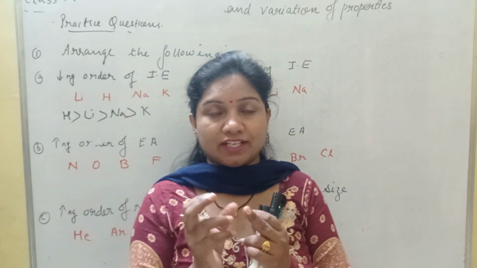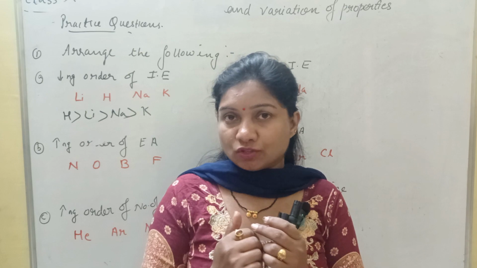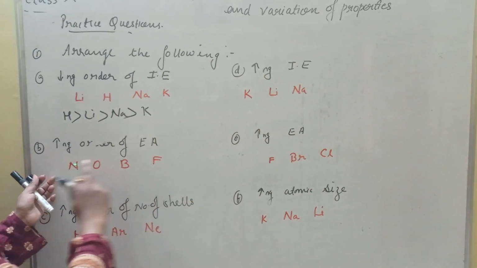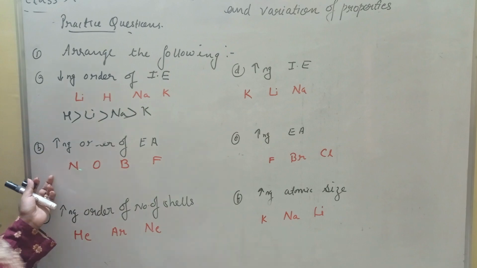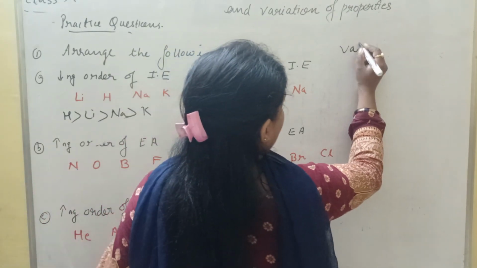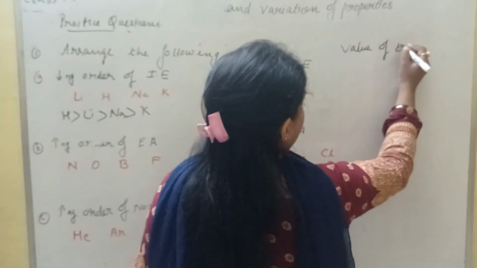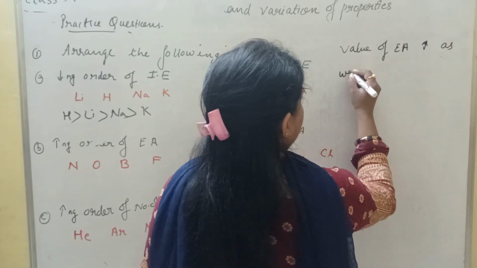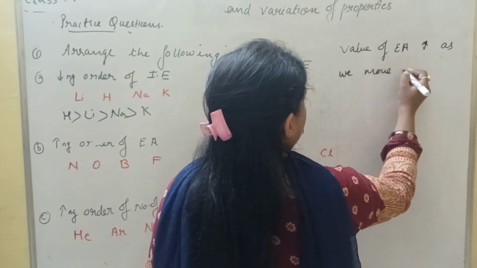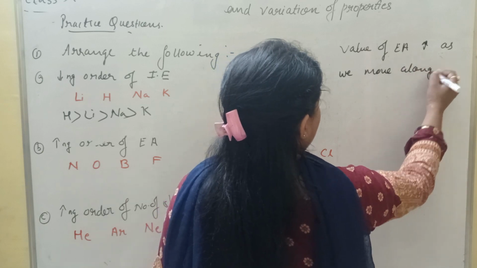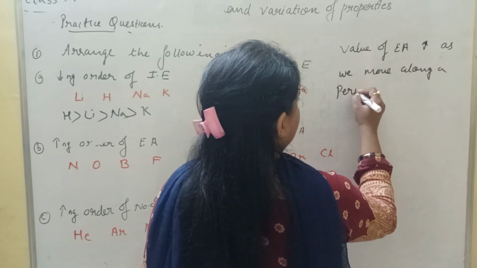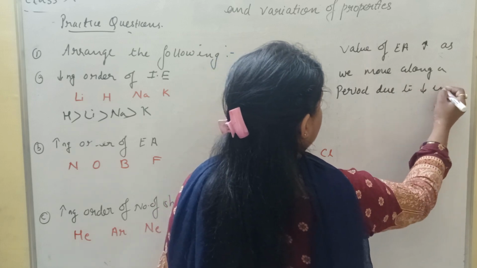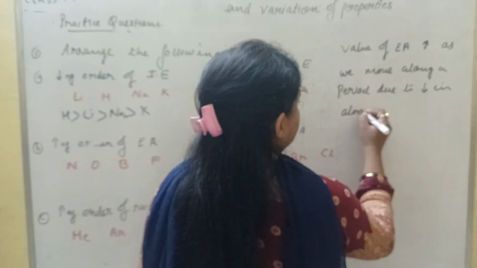Means smaller size is favoring the acceptance of electron, and we know that as we move along a period, the value of electron affinity increases. Value of electron affinity increases as we move along a period due to decrease in atomic size.